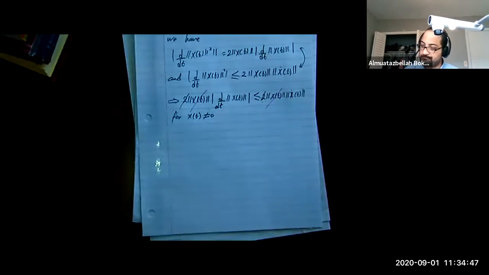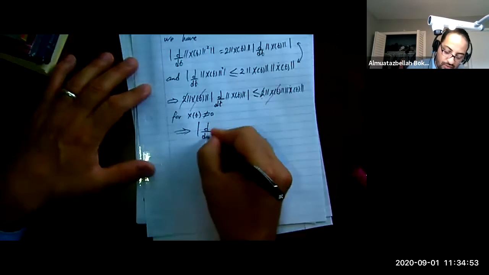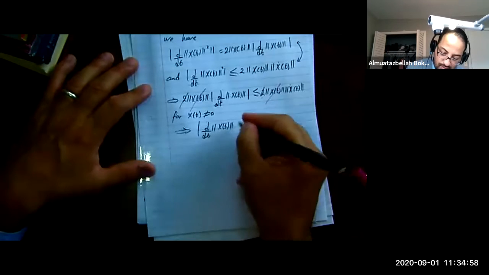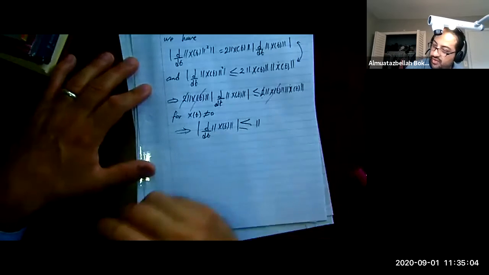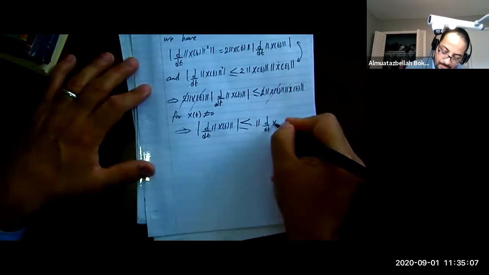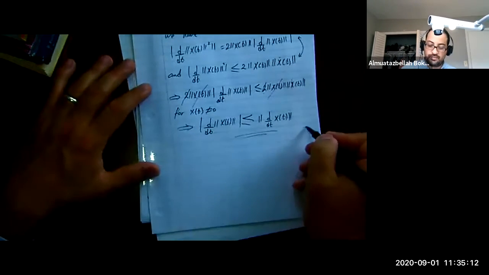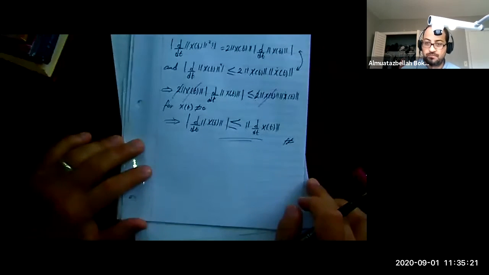So that means the magnitude of d over dt of the norm of x of t is less than or equal to the magnitude of the derivative of x. Okay, and that's what I want to show. All right, any question? Okay, let's take a minute here.